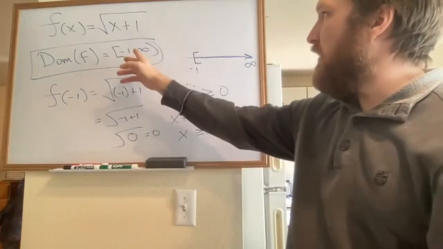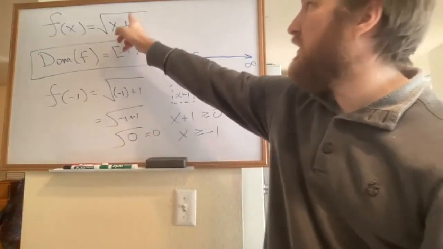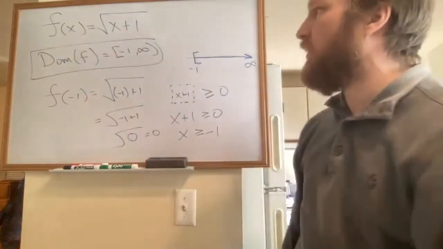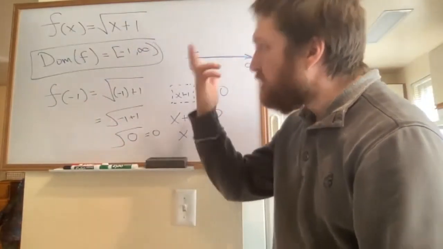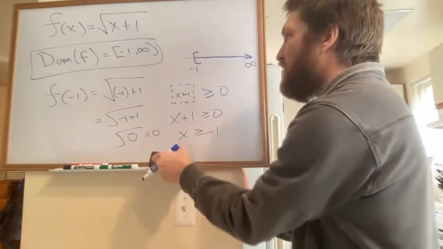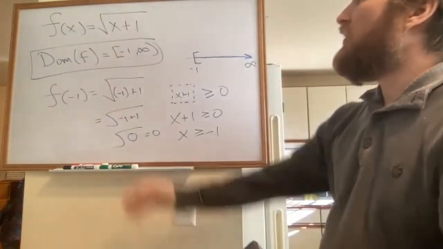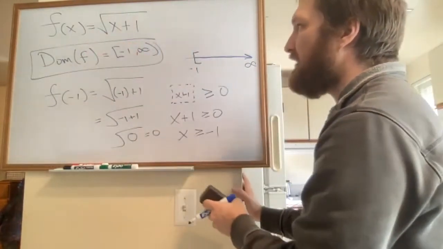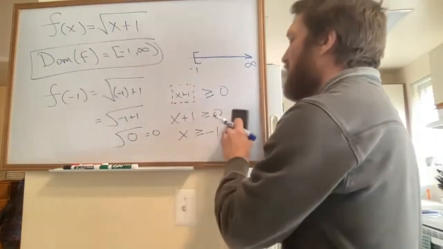Can I plug in bigger numbers? Yeah, I could see that. As I plug in bigger numbers, that thing's always going to be positive. I'll be plugging in a positive number into a square root. Perfectly good. No problems there. Okay. So that's the idea there. Anytime you have a square root in a function, that's one of the things that we have to consider when we're talking about domain and range and stuff like that.